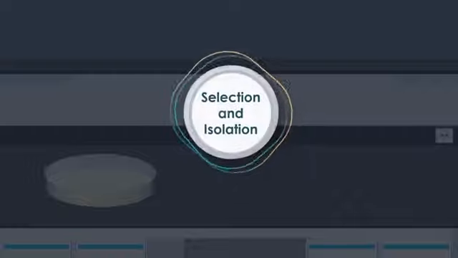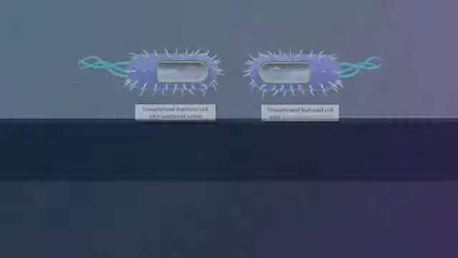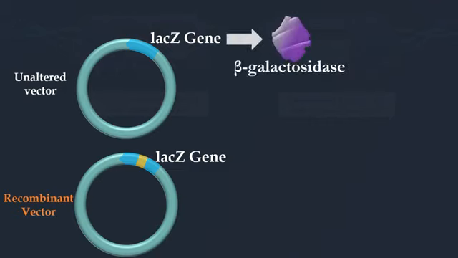After the incubation and multiplication of bacterial cells, the next step involves the selection and isolation of our transformed bacterial cells carrying the recombinant plasmid. The unaltered vector signifies that the LAC-Z gene, which typically codes for the beta-galactosidase enzyme, can function normally. In the recombinant vector, where our gene is inserted into the LAC-Z gene, the normal function of this gene is disrupted, leading to the inability to produce the beta-galactosidase enzyme.